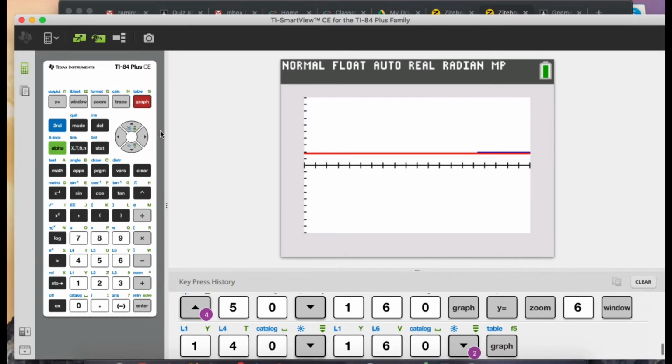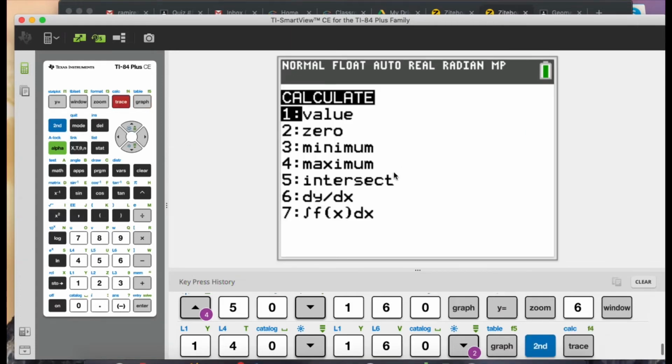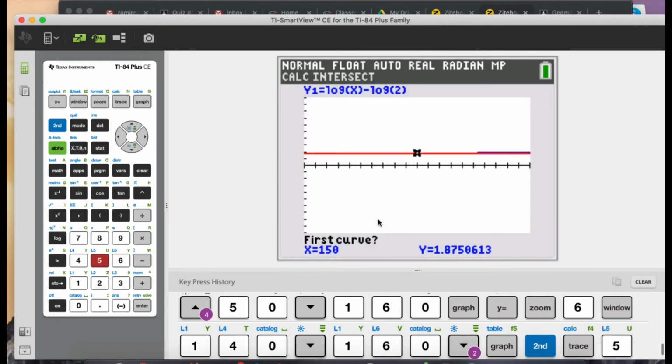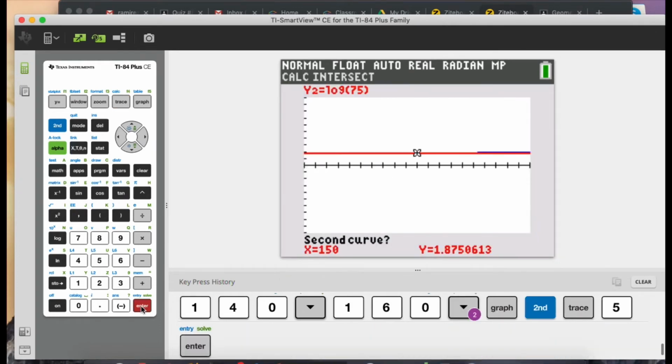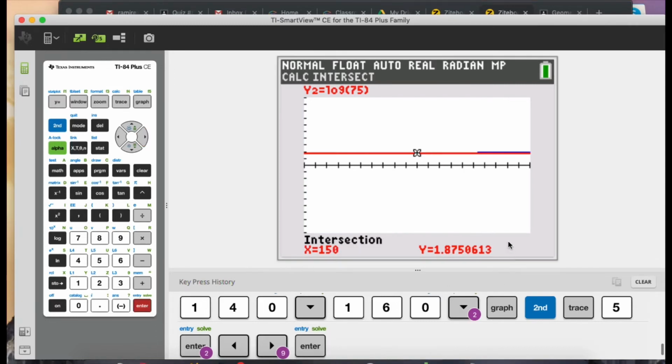Okay, so it's pretty close. Let's see if it works. I'm going to hit second, trace, 5 intersect. Now the first curve is the blue one, that's the first equation I entered. Red is my second one. Now I have to guess. Notice I can move this around and guess wherever. So we know what the answer is, but I'm going to guess right there, and that gives me my intersection value, that 150.